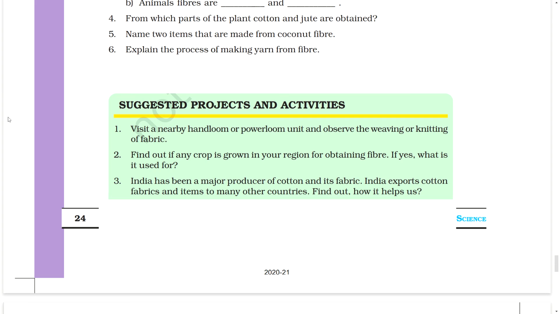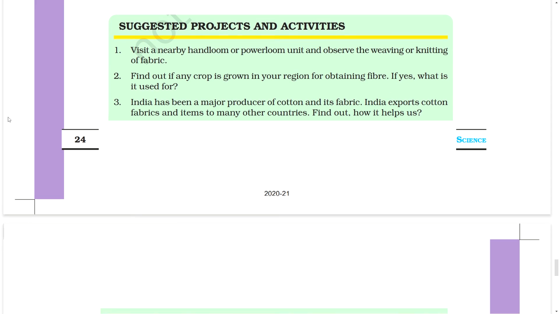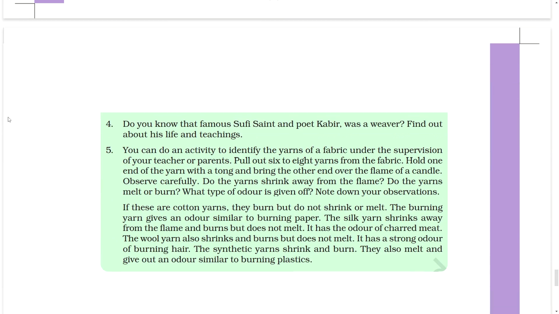Suggested projects and activities: 1. Visit a nearby handloom or powerloom unit and observe the weaving or knitting of fabric. 2. Find out if any crop is grown in your region for obtaining fiber. If yes, what is it used for? 3. India has been a major producer of cotton and its fabric. India exports cotton fabrics and items to many other countries. Find out how it helps us. 4. Do you know that famous Sufi saint and poet Kabir was a weaver? Find out about his life and teaching.